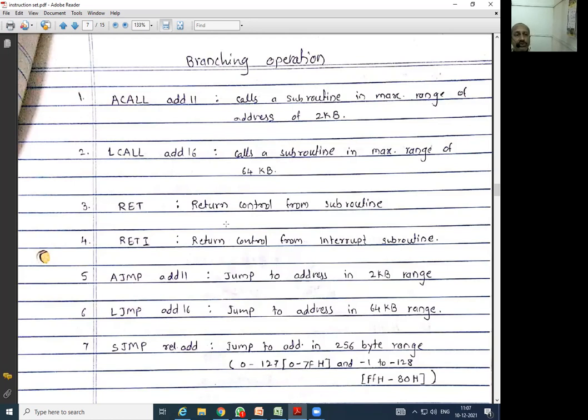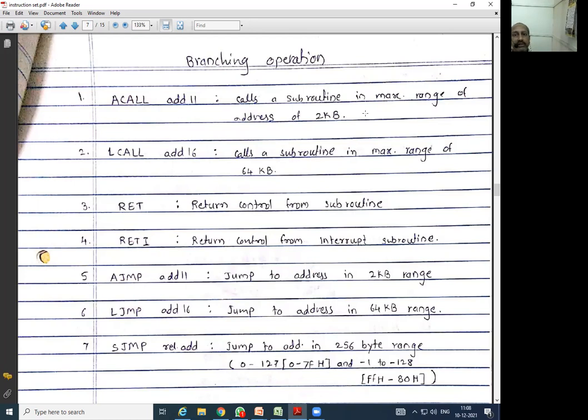The first instruction is ACALL. Two calls are there here, ACALL and LCALL. The syntax is ACALL space add11. It is not "add" meaning sum or anything else. It is an address having 11 bits of capacity. That means whatever the address is, that address will be 11 bits in size. So this is ACALL.